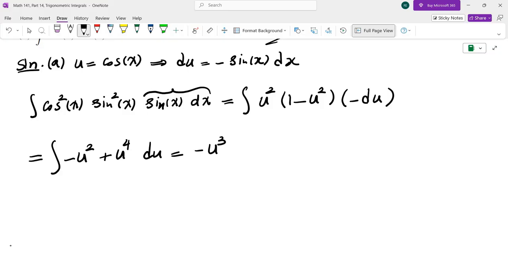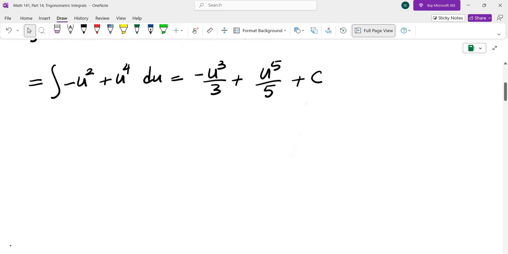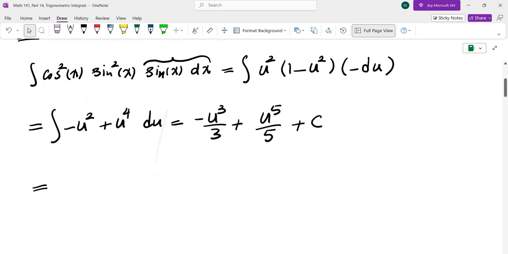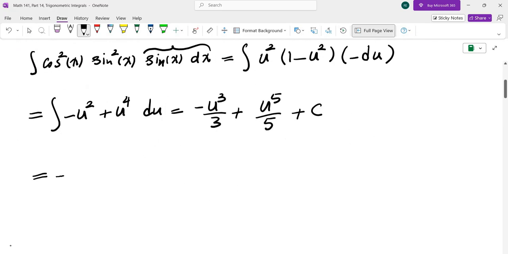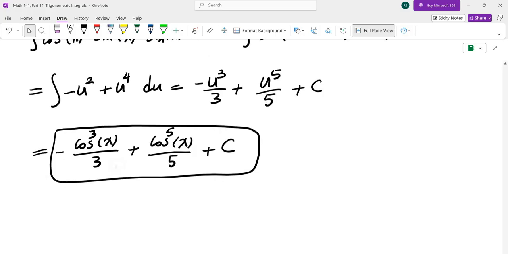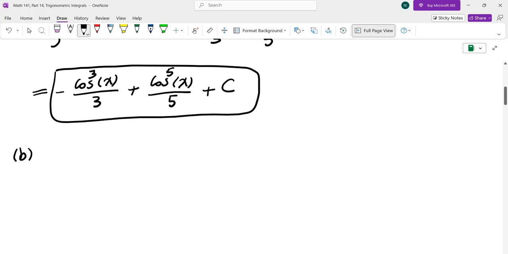And this would be negative u cubed over 3 plus u to the fifth over 5 plus c. Once we substitute the values back, so u was cosine of x, we plug it back, we get minus cosine cubed of x over 3 plus cosine to the fifth of x over 5 plus c. And that would be our final answer. So let's look at the next one.